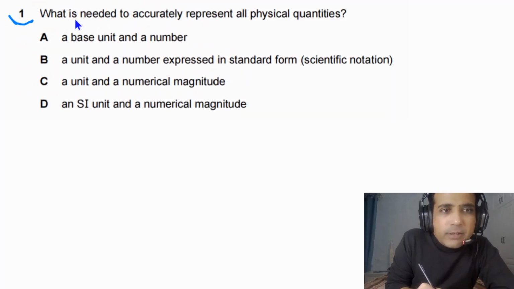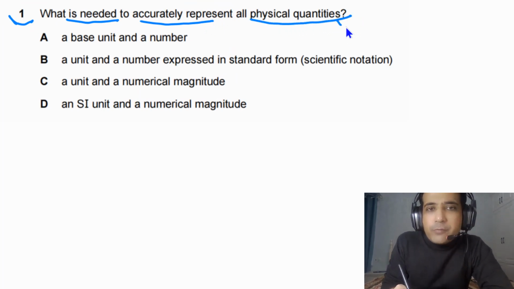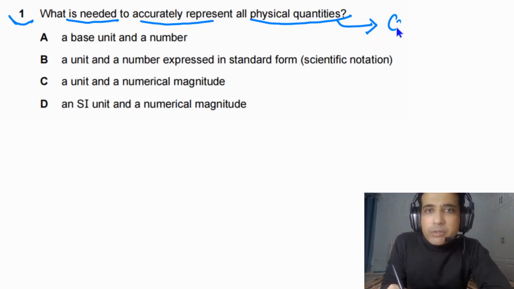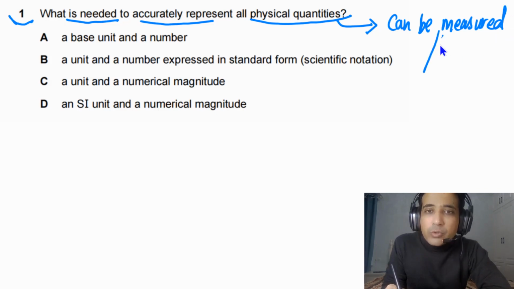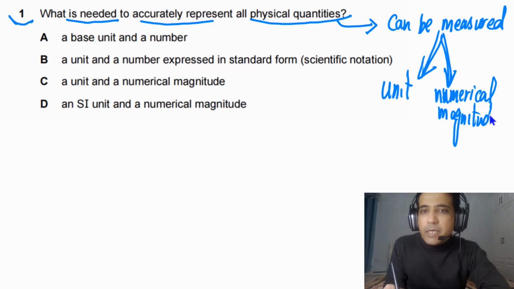For question number 1, it is given to us what is needed to accurately represent all physical quantities. First of all, we need to understand what a physical quantity is. A quantity that can be measured, we can call a physical quantity. Most physical quantities have a unit, and also they have a numerical magnitude.